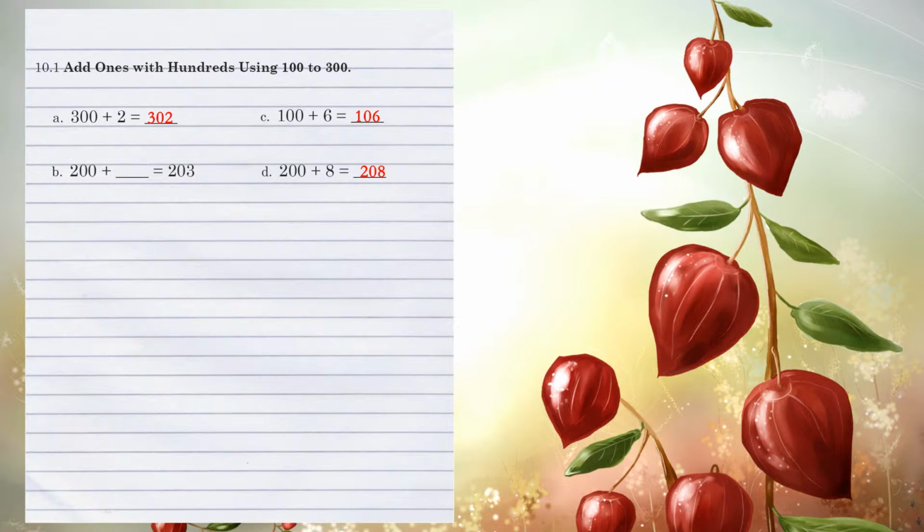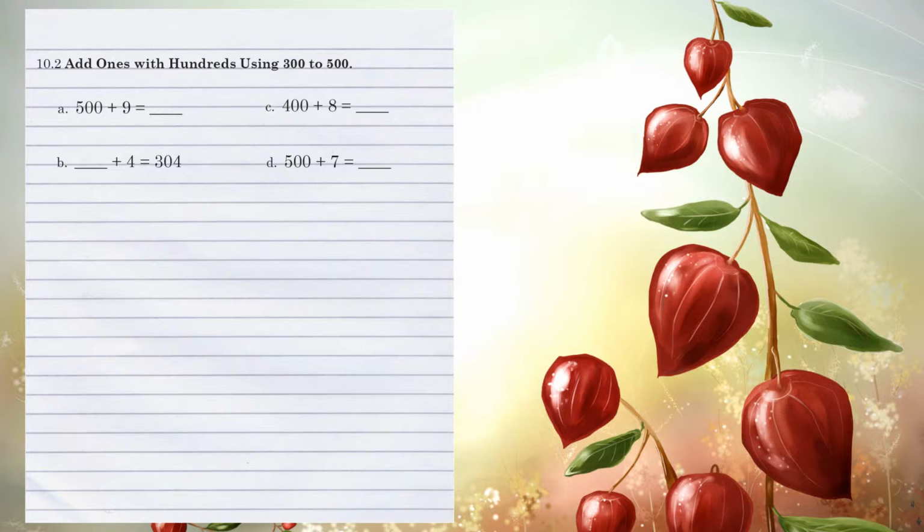Example B. 200 plus what number equals 203? Well, the only thing that's changed is the ones position from 0 to 3, which means that you are adding 3 to get there.